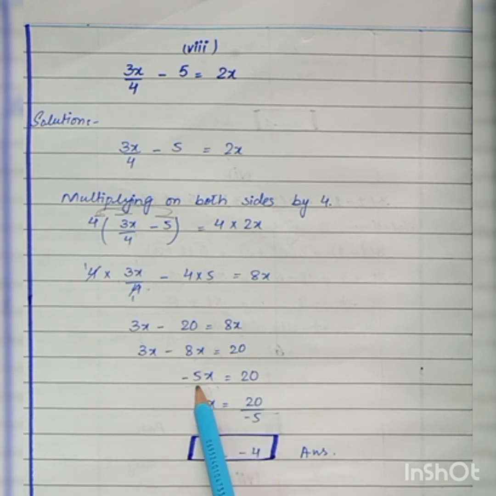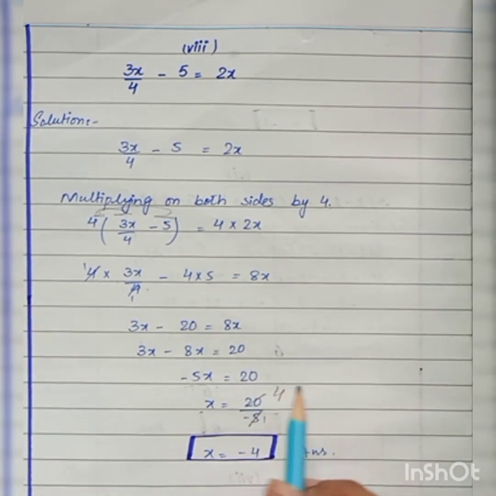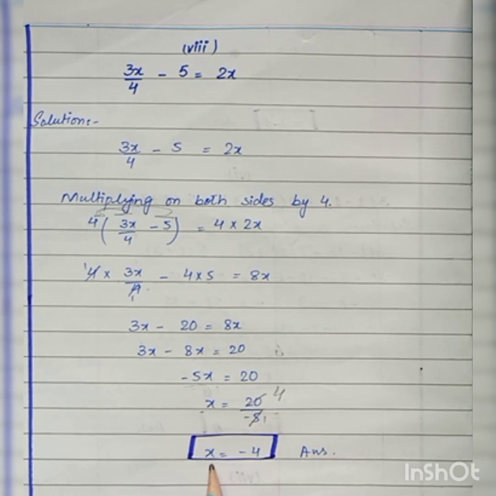Minus 5 is multiplying here, at the right hand side it will divide. 5 1s are 5 and 5 4s are 20. So minus 4 is the answer of x. The value of x is equal to minus 4 and that is our required answer.